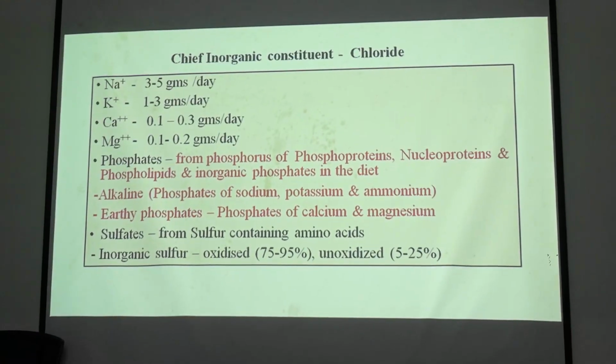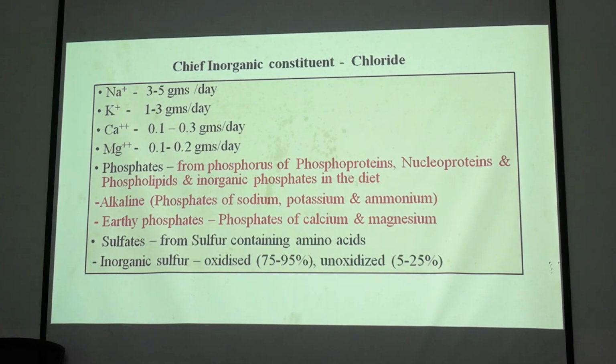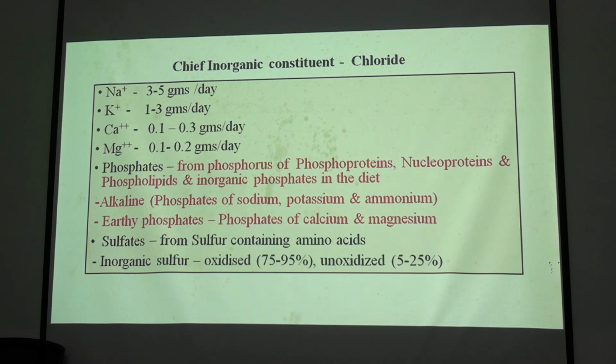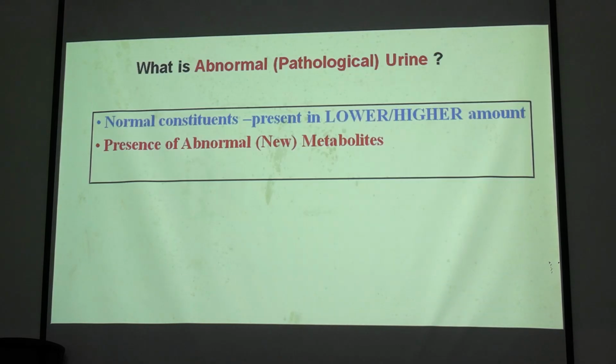Again, these substances are also present in blood. So these are sodium, potassium, calcium, magnesium, phosphate. Phosphate is coming from three different sources. One is phosphorus from the phosphoproteins. Nucleoproteins are there, phospholipid, and inorganic phosphate in the diet. We are taking the phosphate in the diet. So sulfate is there, inorganic sulfur is there also.